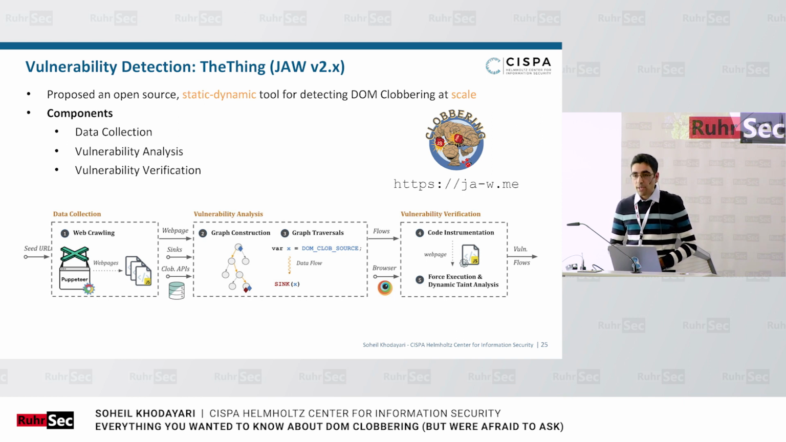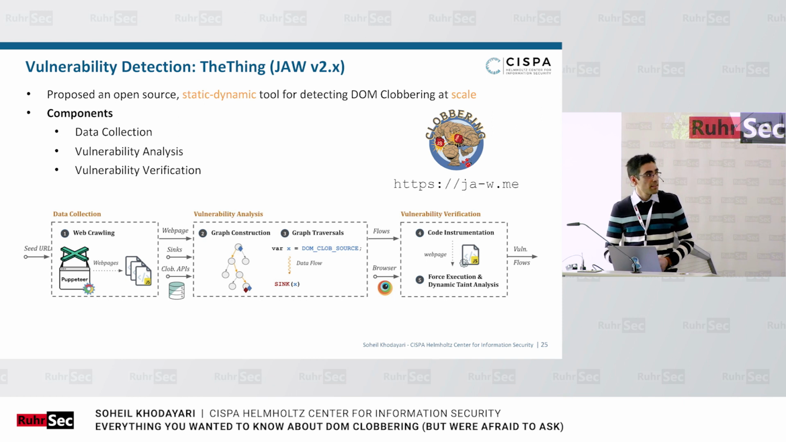Then, given these web pages, the set of sinks and the clobberable built-in APIs that we found from part 1 of our study, we essentially model the web page as a property graph, and then we can traverse this graph for discovery of clobberable data flows. And here, contrary to traditional taint analysis, not all DOM clobbering sources are a predefined syntactic object, but they can also be a specific property of the program.